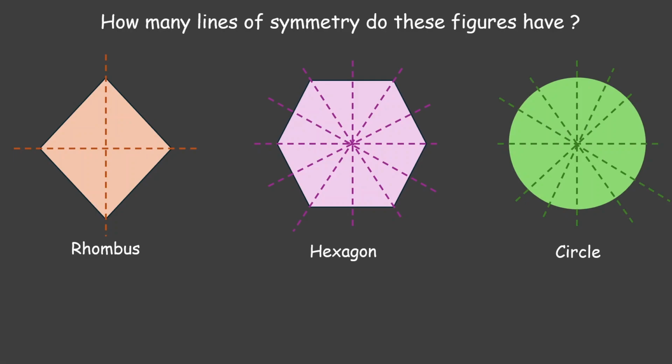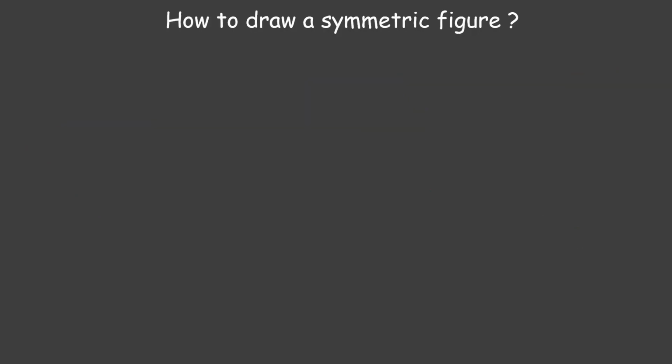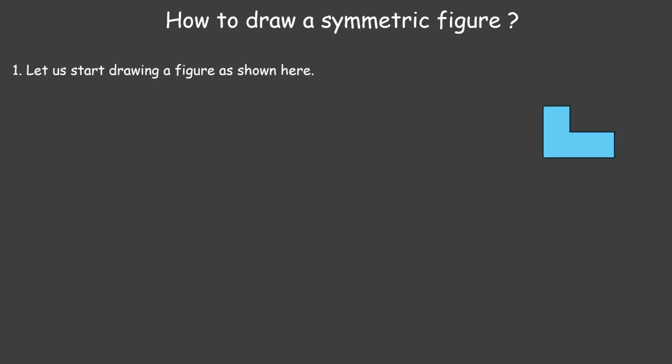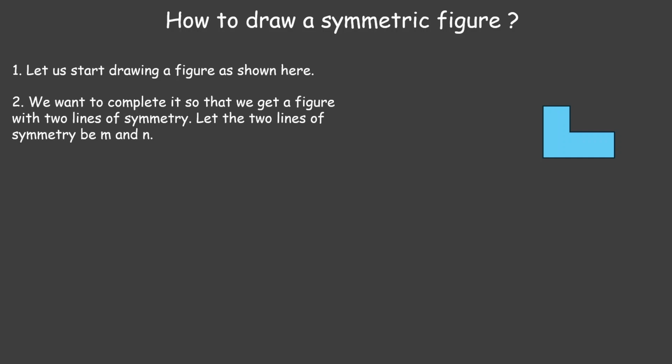Interesting, right? Now, let's move on to the next part. How to draw a symmetric figure. Let us start by drawing a figure as shown here. We can choose to draw any random figure. Now, we want to complete it so that we get a figure with 2 lines of symmetry. Let the 2 lines be line M and line N. These are the lines of symmetry.